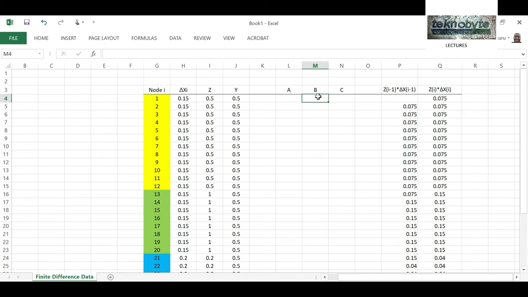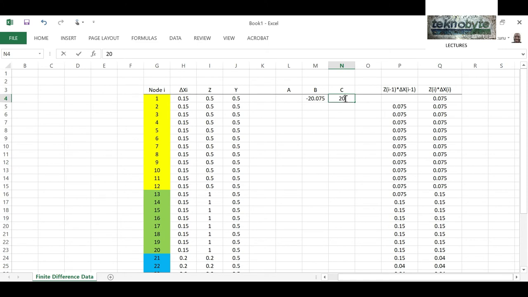I showed you that the entry for node 1 for A11 would be equal to minus, in brackets, the load impedance plus Z1 times delta XI. We saw that C is equal to ZL, which was 20, and A, because we are starting from 1,1, did not have any value, so we can give it 0. For the second entry, we saw that A was given by 2 times delta XI, which is this one, and C was given by 2 times delta XI minus 1, which is this one.